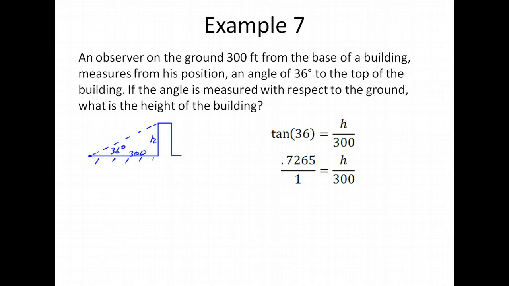Find the tangent of 36 in our calculator, which is 0.7265. Set up our proportion: 0.7265 is equal to h over 300. Cross multiplying gives us that h is whatever 0.7265 times 300 is. That gives us that h is approximately 217.95 feet.